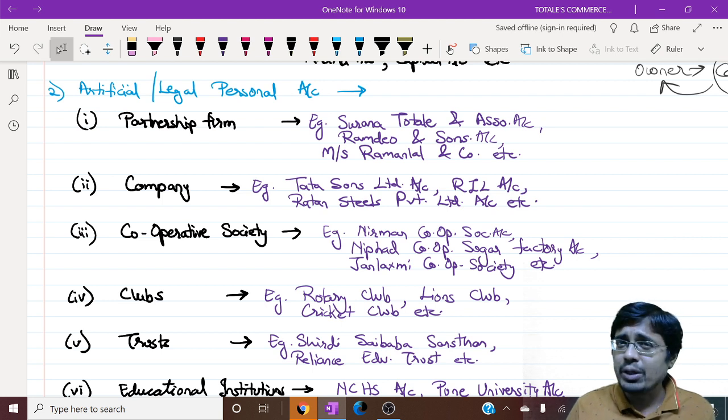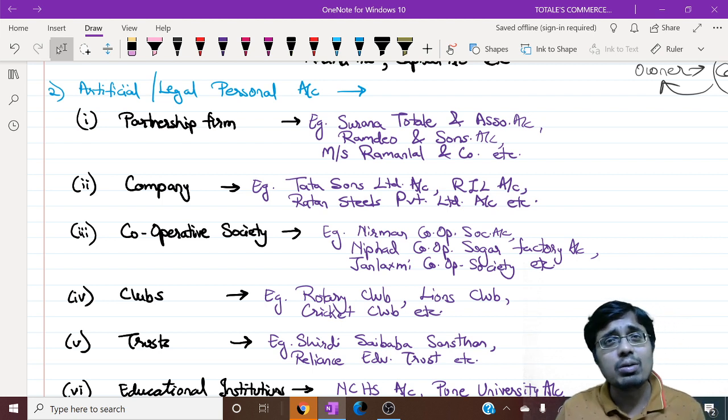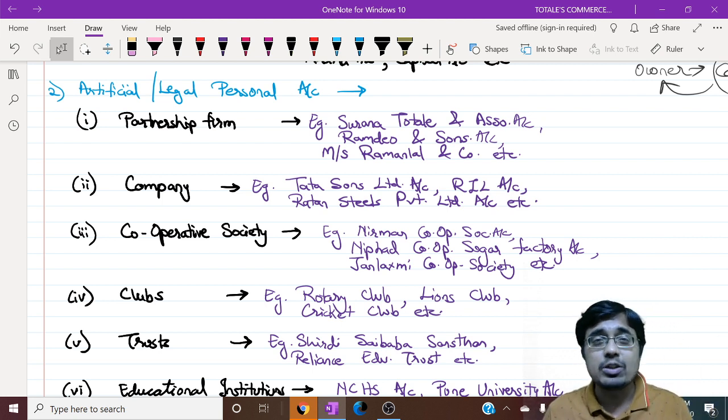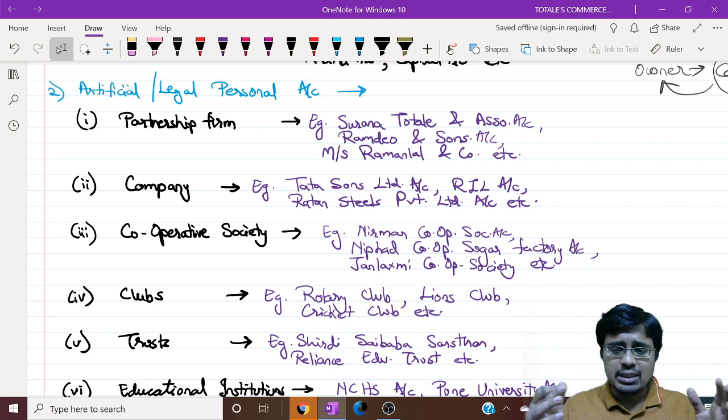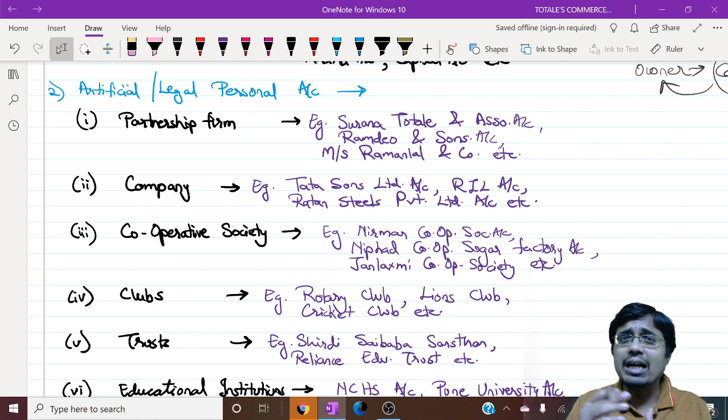Then next is company. All of us know there are many joint stock companies, private limited companies as well as public limited companies. So if you are dealing with them, then that is a company's account. Say Reliance Industries Limited, Tata Steels Limited, Ratan Steels Private Limited, etc.